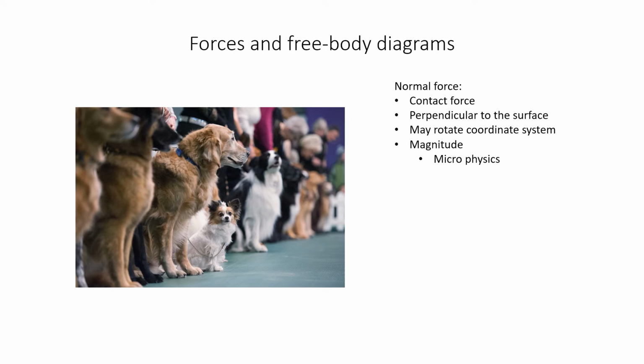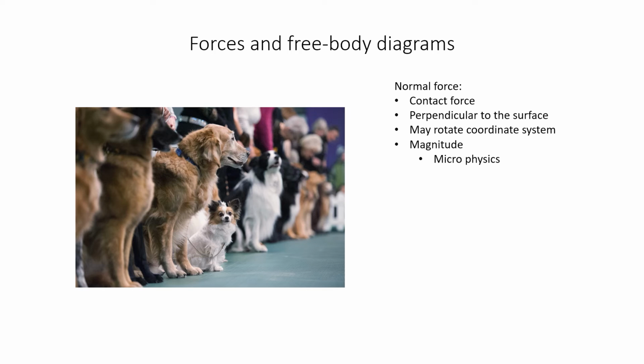For example, a small dog and a large dog are both sitting on the floor. The normal force acting on the large dog is bigger than the normal force acting on the small dog. That's because the mass of the large dog is bigger than the mass of the little dog.